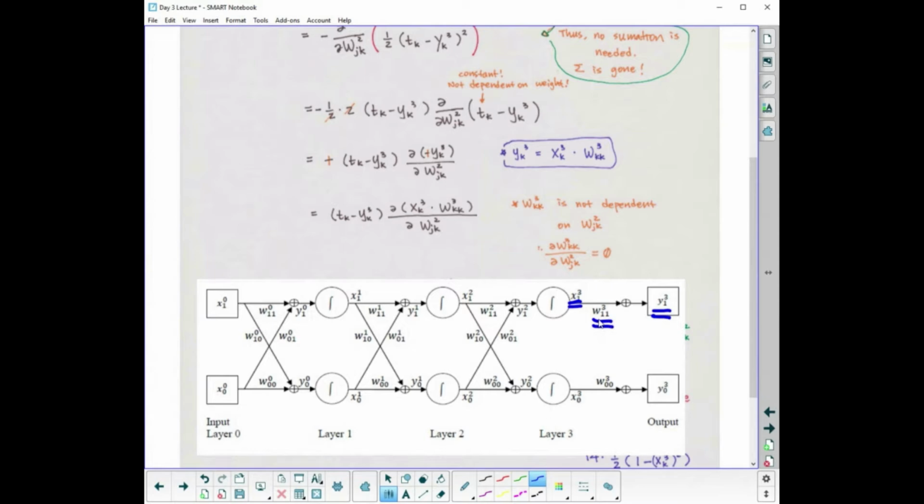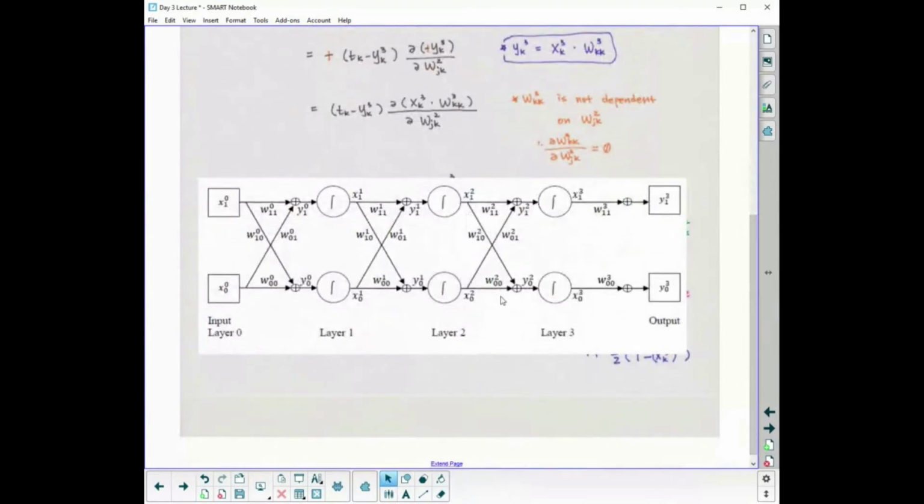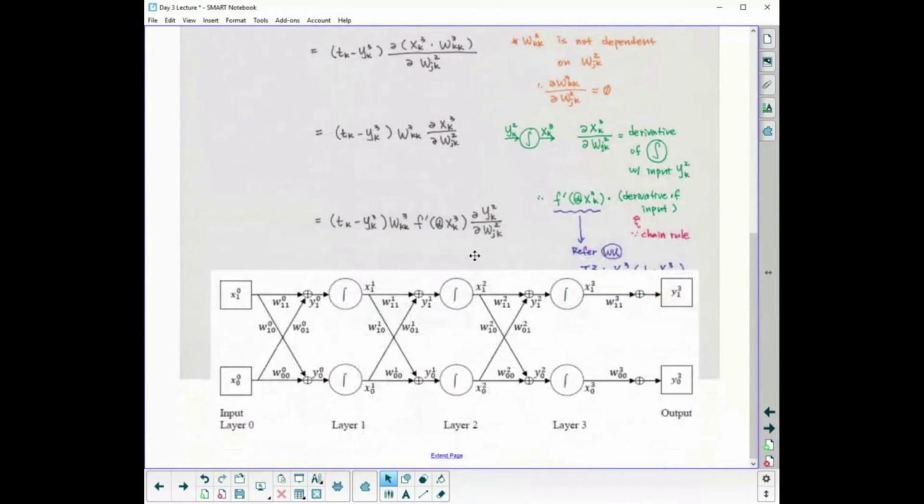Actually, weight K to K is independent of any weight in layer 2. So you can care only about the first one, X in layer 3, because they are independent. They are not related. The partial derivative of independent with respect to independent is 0. So we can rewrite this one this way.